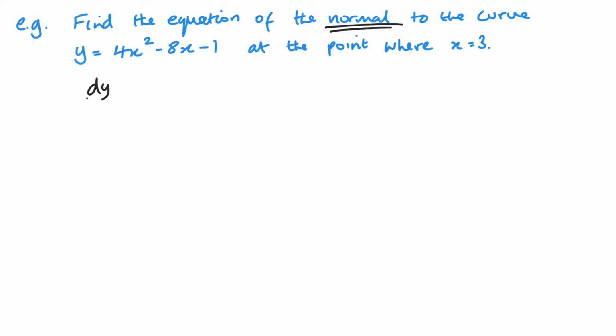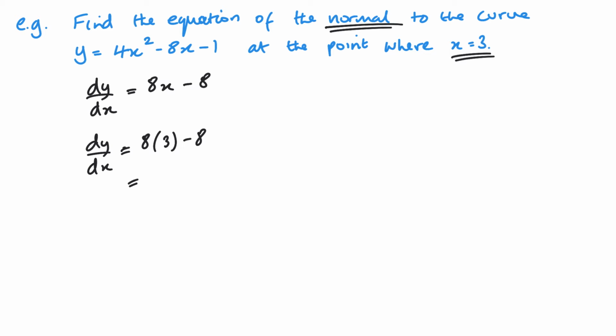So we'll start the same, differentiate, and we get 8x minus 8, and obviously the 1 will be 0. And we have the point x equals 3, so if I substitute 3 into my differentiated expression, this is what I get, 8 times 3 minus 8, and that is 16. Now, this is the gradient of the tangent.